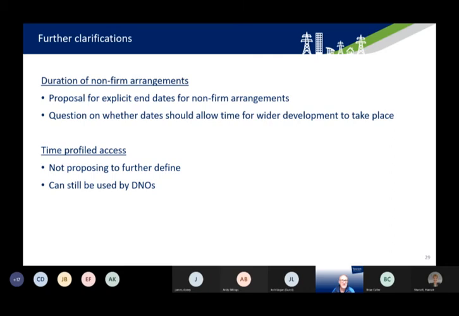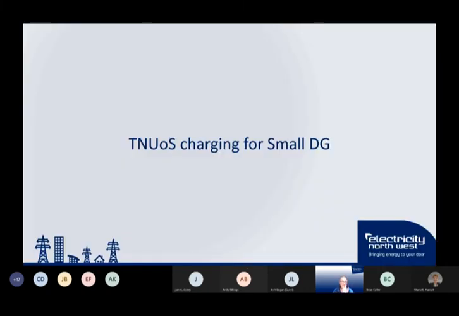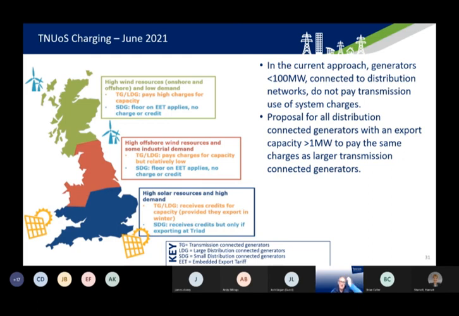So the last bit was on generation charging for small DG. In their June position, they were proposing to charge generation charges to all generators above a megawatt, where they thought that those generators were all contributing to the use of the transmission network and therefore should pick up the cost. I think this was one area of the consultation where they probably got most clear feedback and it was less supportive.